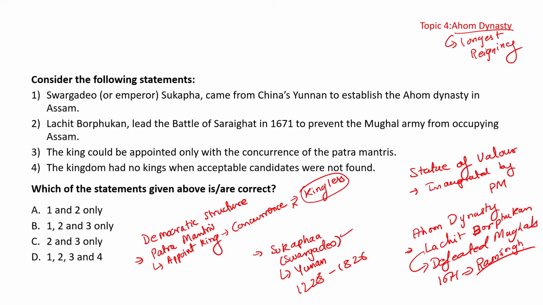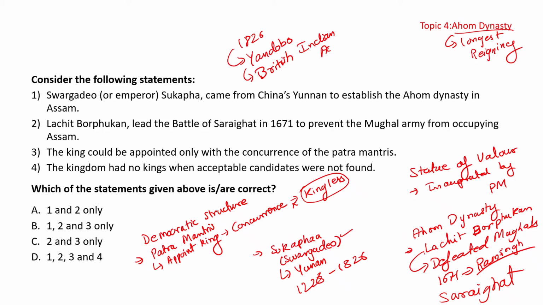Okay. The battle which we are talking about is Saraighat, very important from a historical point of view. Please remember it, the Battle of Saraighat. All right, chalo. When did the dynasty collapse? The dynasty collapsed in 1826 by the Treaty of Yandabo. Through it, the British Indian Army conquered the territory.